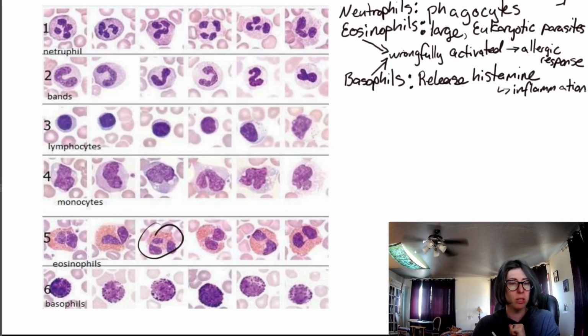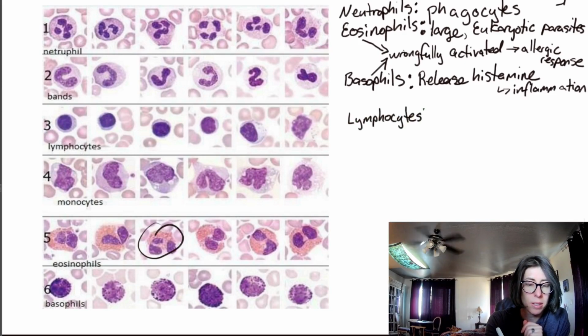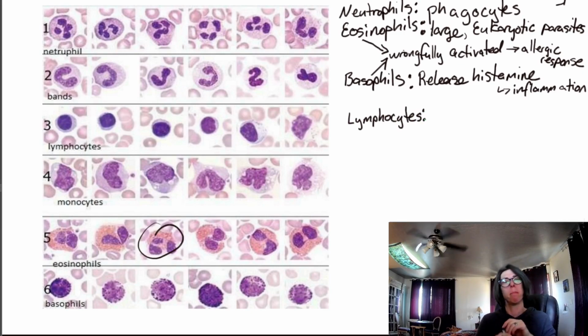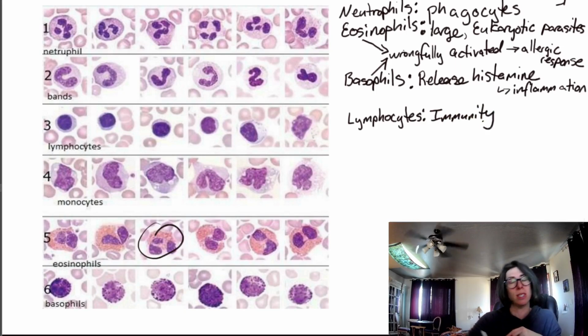All right, so now let's move on. So those are all the granulocytes. Now let's move on to the agranulocytes. I want to talk about the lymphocytes first. The main function of lymphocytes is immunity. That's immune system memory. That's why you get vaccines.